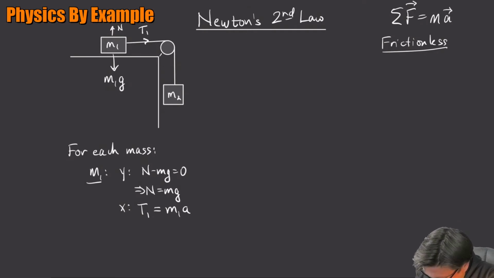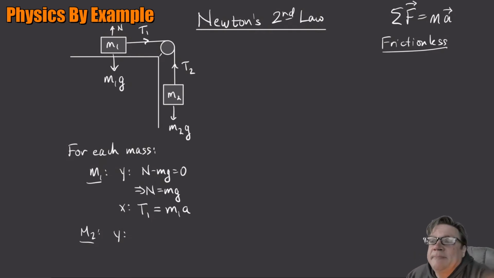How about M2? In the y direction for M2, look at this. This is what's cool: we can treat these totally independently, right? The x direction for M1 and the x and y directions for M2 are totally independent, and then we'll tie them together in an interesting way. Each one can have its own coordinate system. So the y direction for M2, what does M2 feel? It feels tension pulling up on it, and it also feels gravity pulling down.